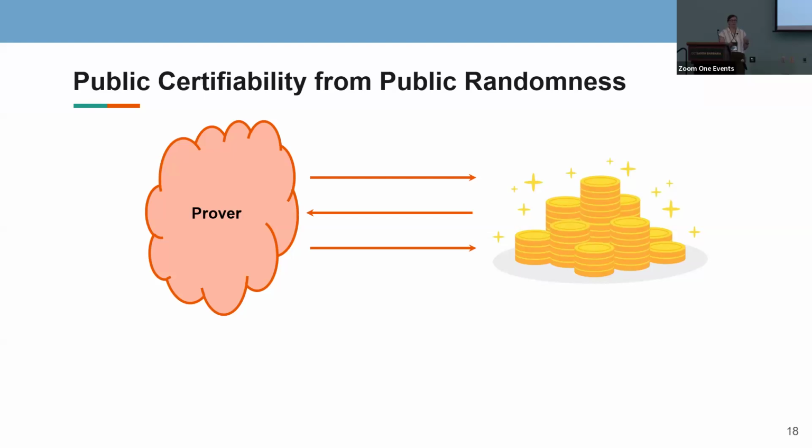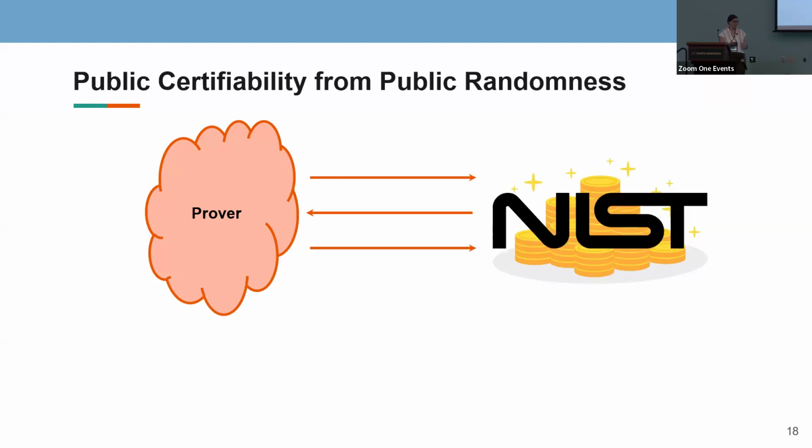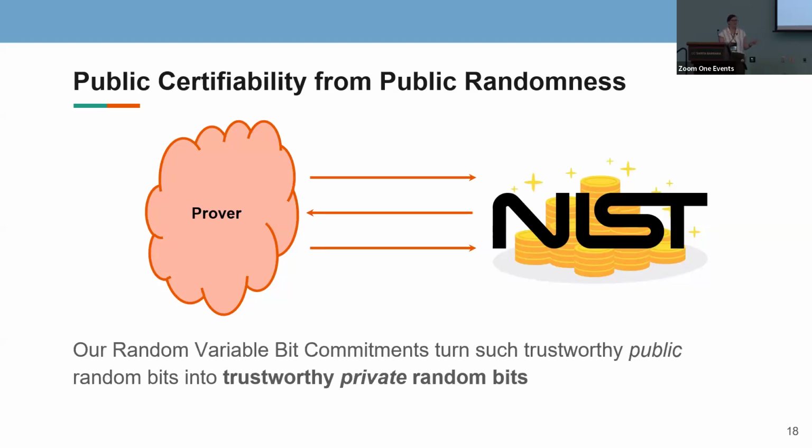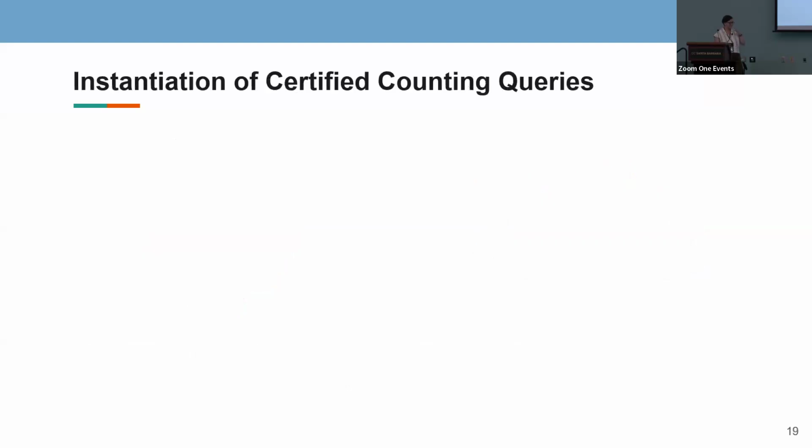And so if we have some sort of trustworthy source of these random bits and some appropriate time stamping of messages, we could get public certifiability for our schemes. In particular, we might use something like the NIST interoperable randomness beacon, which offers this kind of high quality public randomness as a utility for these sorts of auditing and transparency contexts. And so another way to think about our random variable bit commitments is that they're a way to turn this kind of trustworthy public random bits into trustworthy private random bits that can be used in contexts like differential privacy, where the noise remaining secret is essential to the application.